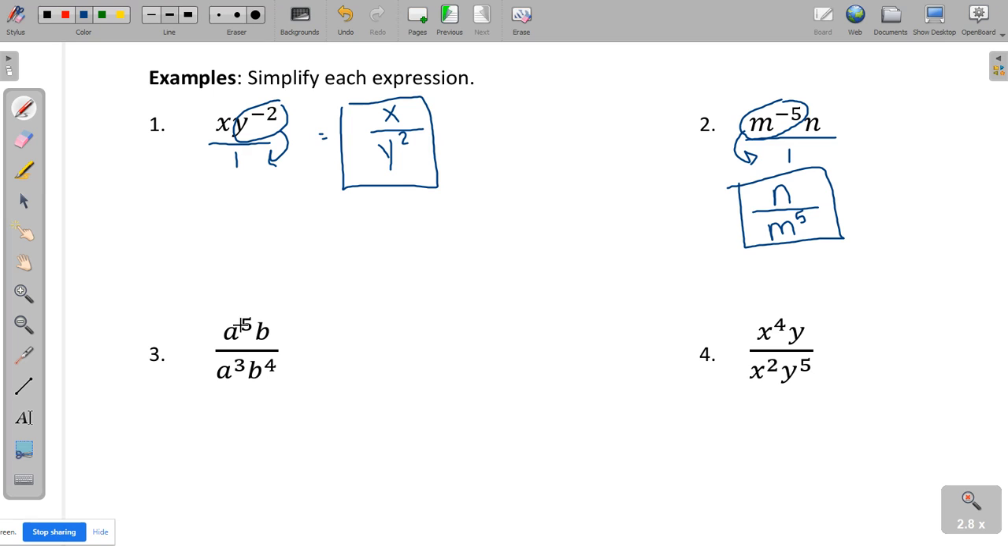3. We have a to the 5th b over a to the 3rd b to the 4th. We're dividing our exponents here, so we subtract them. 5 minus 3 is 2, so we get a squared. B has an imaginary exponent of 1. So 1 minus 4 is negative 3, so we get b to the negative 3rd. This is not simplified because we have the negative exponent. So turn it into a fraction and bring it down. So we get a squared over b to the positive 3rd power.